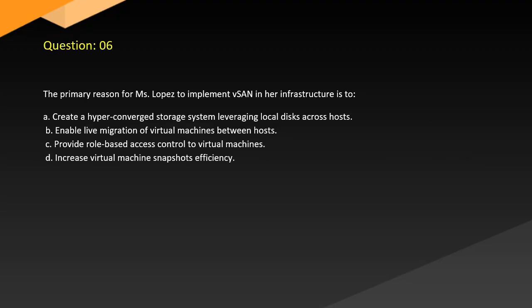Question 6. The primary reason for Lopez to implement vSAN in her infrastructure is to A. Create a hyper-converged storage system leveraging local disks across hosts. B. Enable live migration of virtual machines between hosts. C. Provide role-based access control to virtual machines. D. Increase virtual machine snapshot efficiency.